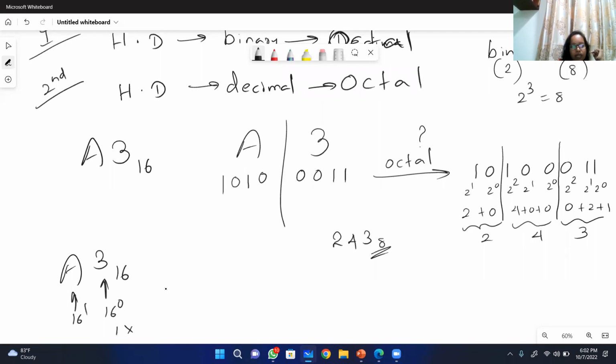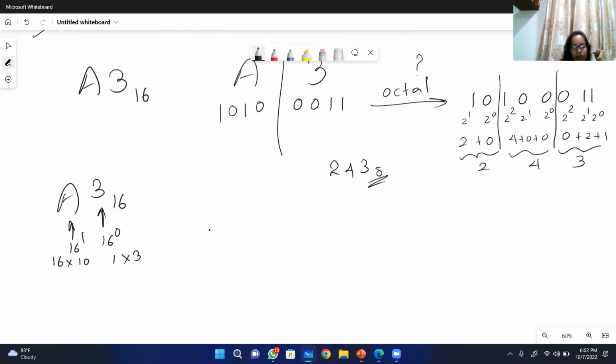Then we get 1 into 3, 16 into 10, and you have to add. 160 plus 3, that is 163. Right, now we are in decimal.